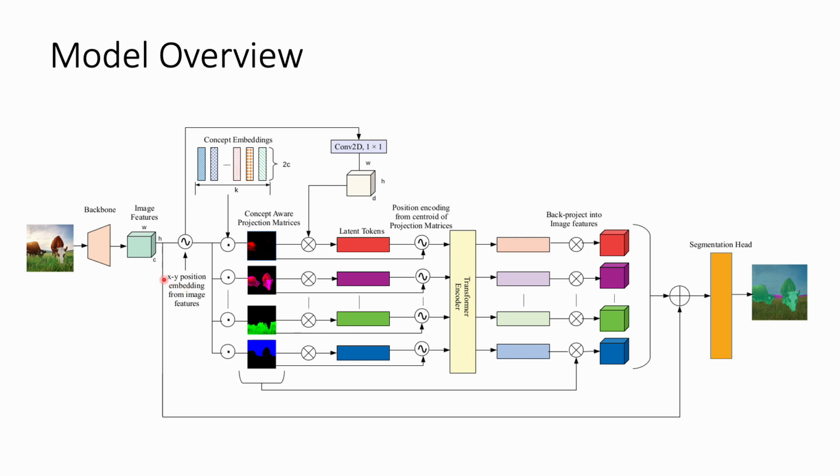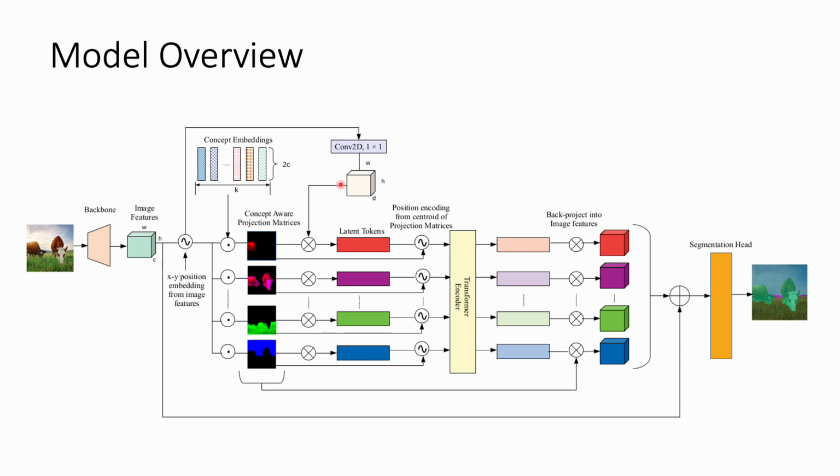So here is an overview of our proposed model. An XY position embedding is added to image features to obtain position-aware image features. We then perform a dot product between these position-aware image features and a set of learned concept embeddings to obtain concept-aware projection matrices, which we also call concept regions. These concept regions are weakly supervised using ground truth connected component masks, which we will discuss in the next slide.